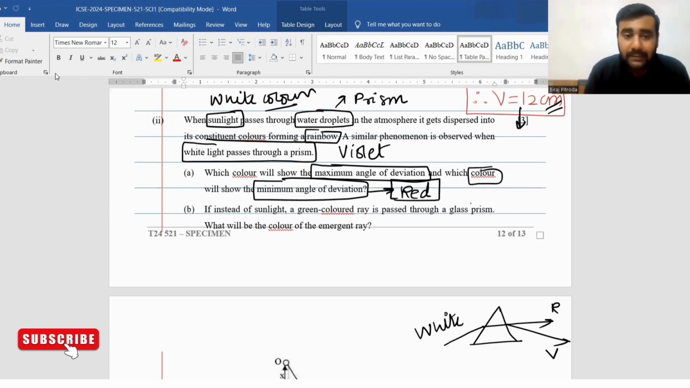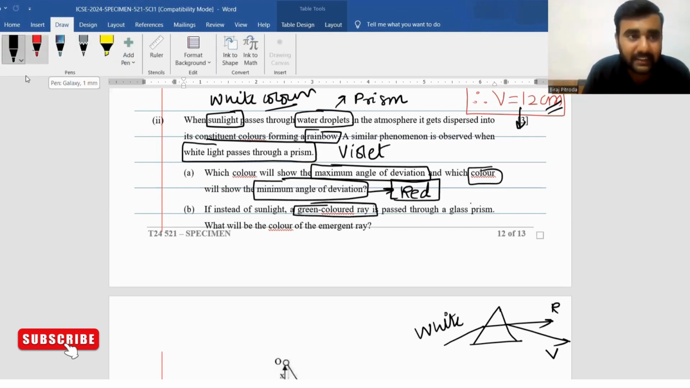The second question is, instead of sunlight, if a green colored ray is passed through a glass prism, what will be the color of light when the ray emerges out? So sunlight is replaced by green light. Now tell me, what will be the color emerging out?